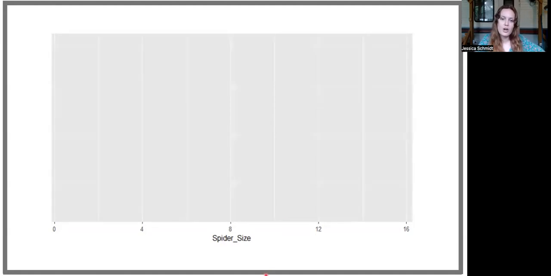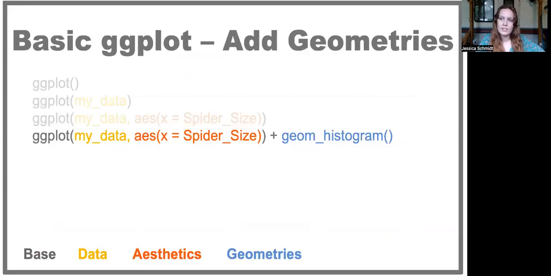We can do that with the geometry component. And this is where things will really start to get interesting and not be so plain gray boxy. So we have everything we did before. My data is our data. aes, x equals spider_size are our aesthetics, mapping x to spider size. And now we have geometry. So we add the geometry type to the end of the ggplot. So plus geom_histogram is what I'm doing here.